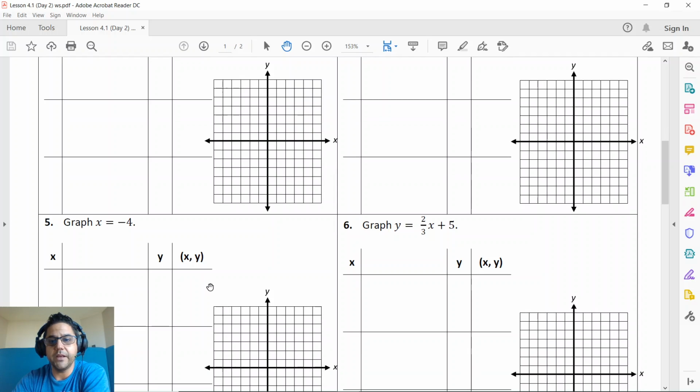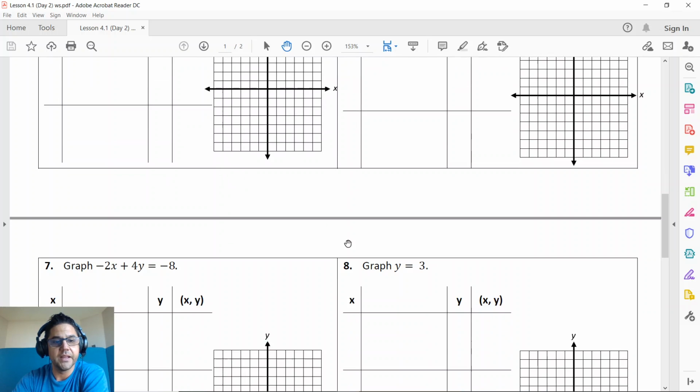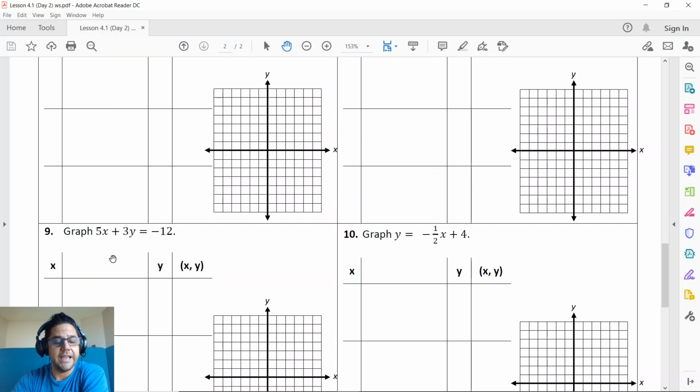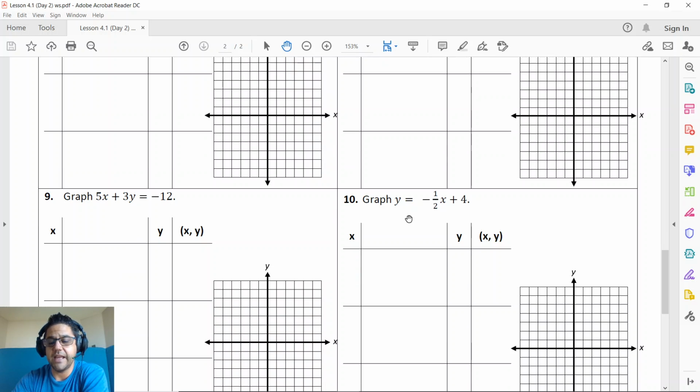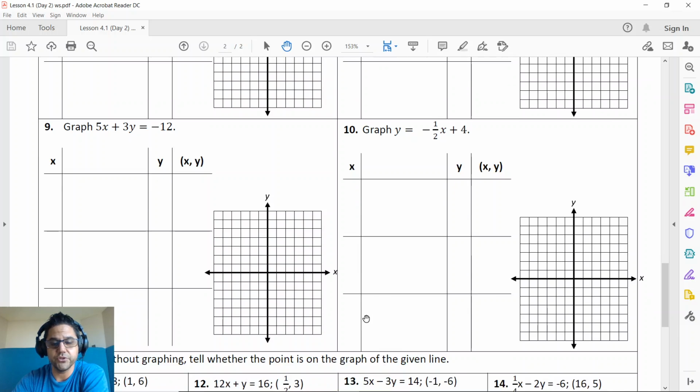5 is a repeat question. 6 is a repeat question. Remember, look at your denominator. Use that to help you pick your x's. 7 is different. 8 is a repeat. 9 is a little bit different. 10 is a repeat question. Look at your denominator, so that'd be negative 2 over 2.